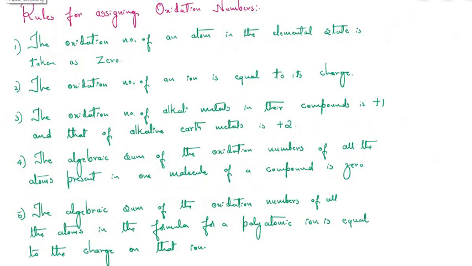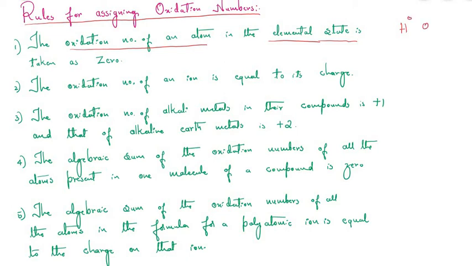Now let us learn the rules for assigning oxidation numbers. There are totally 5 rules we have to understand carefully. The first one is that the oxidation number of an atom in the elemental state, simply called the uncombined state, is 0. For example, if there is hydrogen, its oxidation state is 0. If there is an oxygen molecule, its oxidation state is 0, right? So we take it as 0.